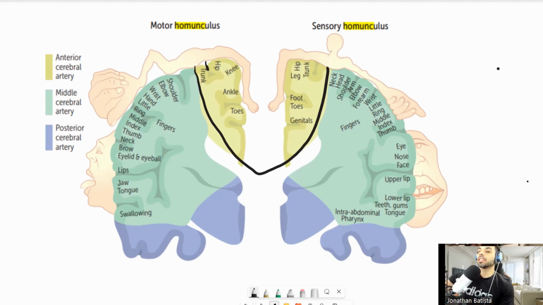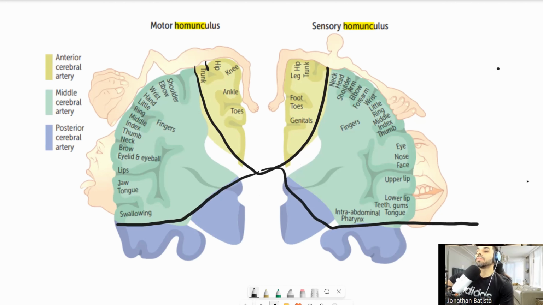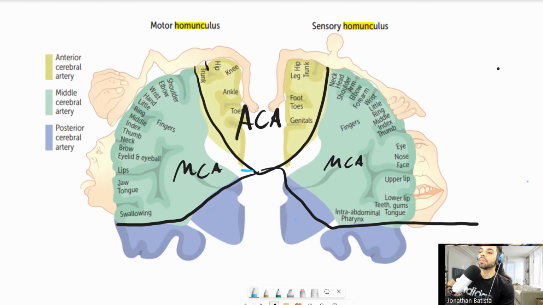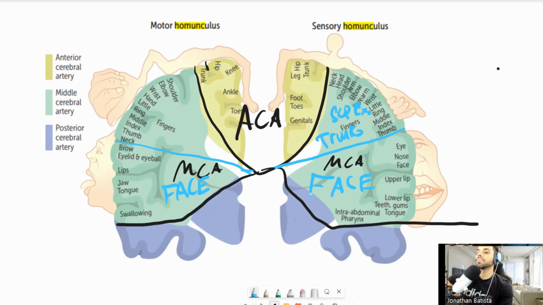Now, if I show you this, I'm going to split it again. The irrigation for this part is going to be ACA, the anterior cerebral artery. The irrigation for this lateral side that I'm showing you is going to be MCA. Now, MCA, we're going to split into two. Don't get lost. If you guys are confused, let me know. We're going to split it like this. You see how it says here, the brow, the neck. This here is going to be the face. And this up here is the trunk and the superior extremities.